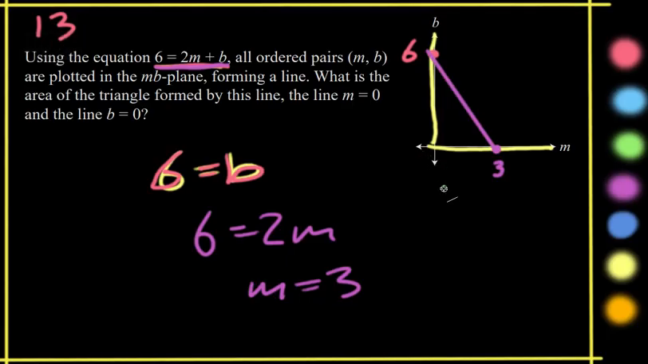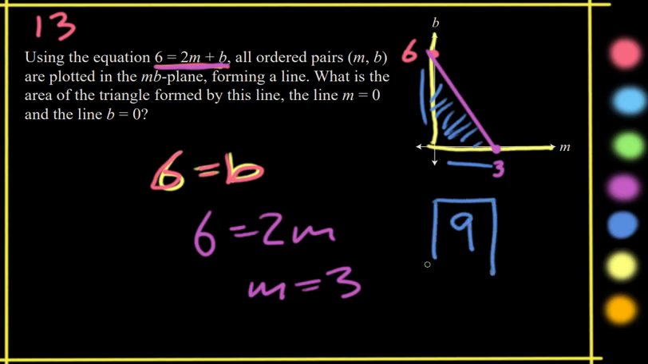So then you've got a triangle, and we need to find the area of that triangle. Right? So that's in here. And it's got a base of 3 and a height of 6. So it's going to be half of 3 times 6, which is just 3 squared, which is 9. So 9 is going to be our final answer on this one.